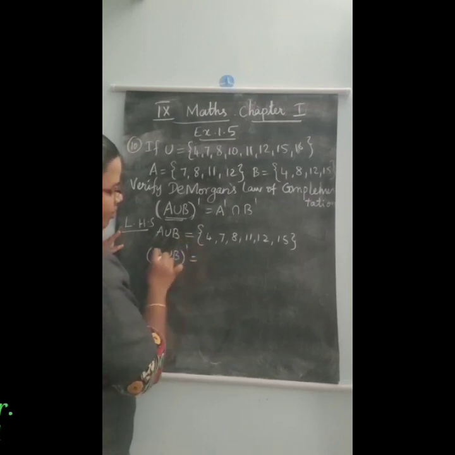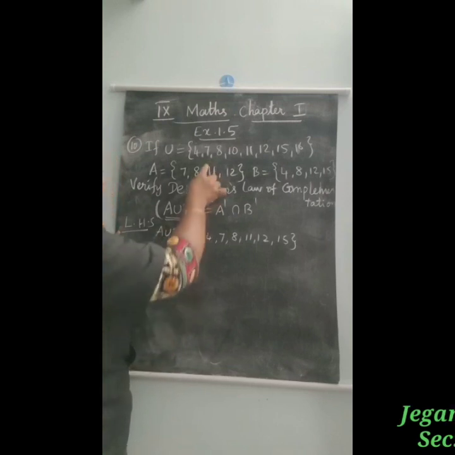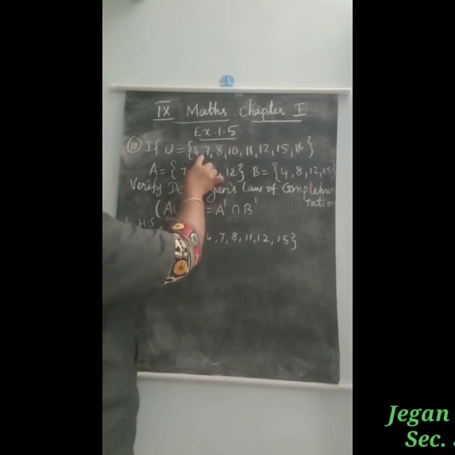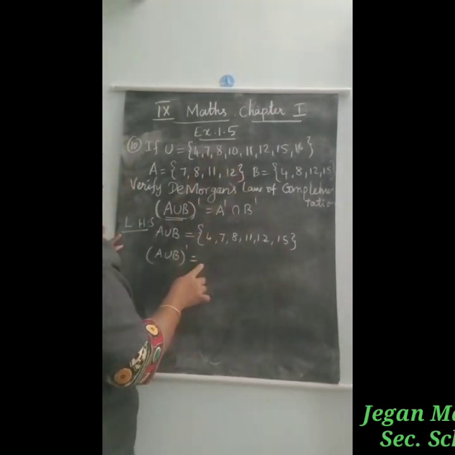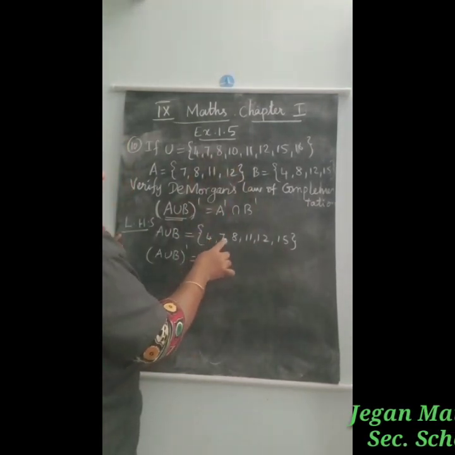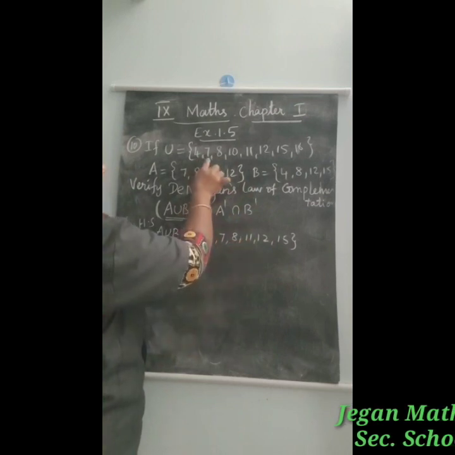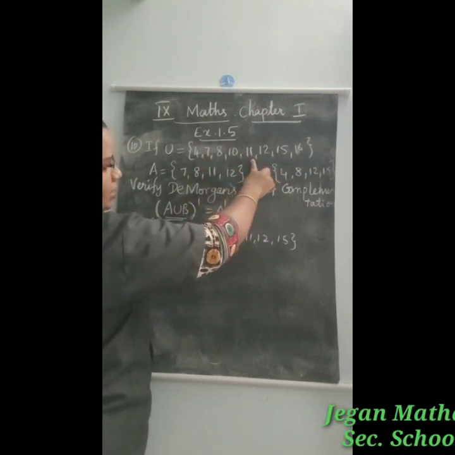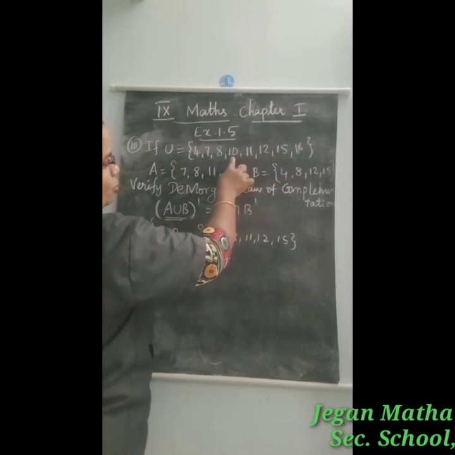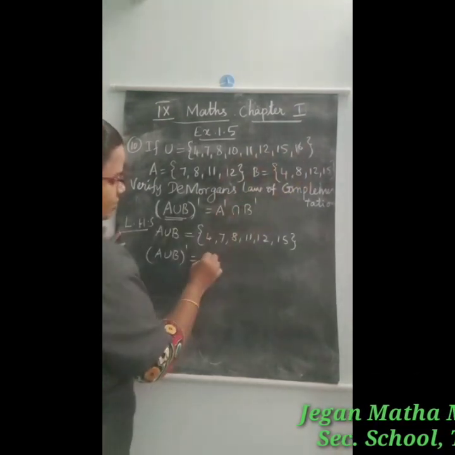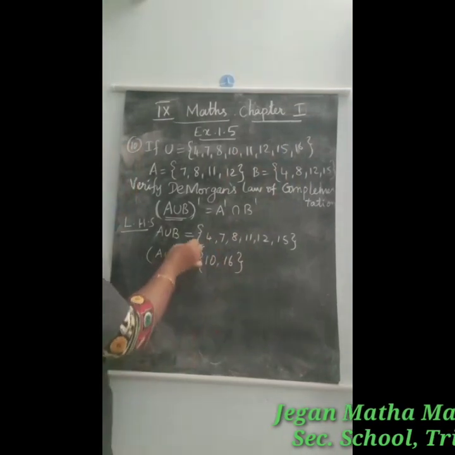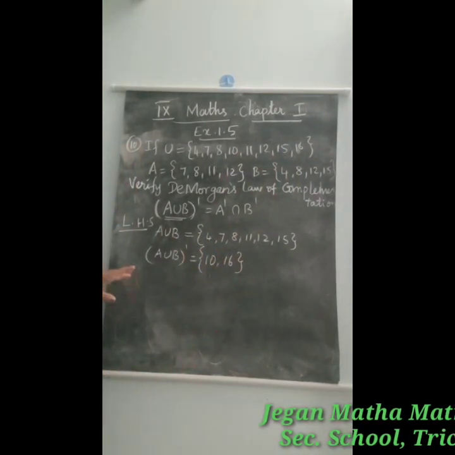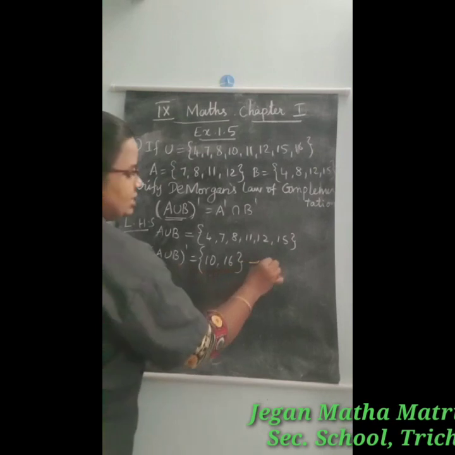What is the meaning of A union B the whole dash? That is the complement of A union B. You have to find out what is in the union. Except these terms, the remaining terms you have to write for the complement. So 4, 7, 8, 11, 12, 15 are excluded, so 10 and 16. 10 and 16 is A union B the whole dash. This is considered as 1.